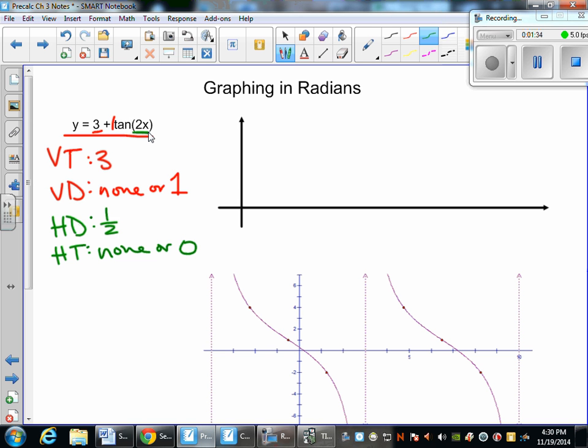I want to draw my guidelines. So the vertical translation means my middle guideline is now shifted up 3. So that middle guideline is going to be at 3. And then after that, my vertical dilation is 1. I didn't dilate it any, so it should still be 1 above and 1 below for the upper and lower guidelines.